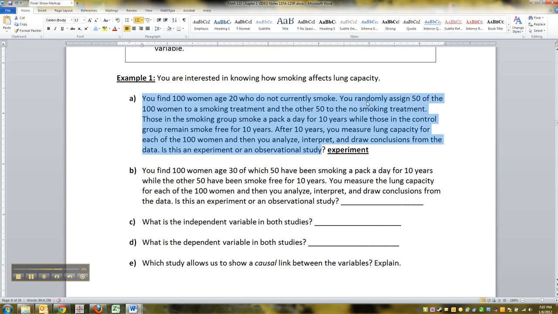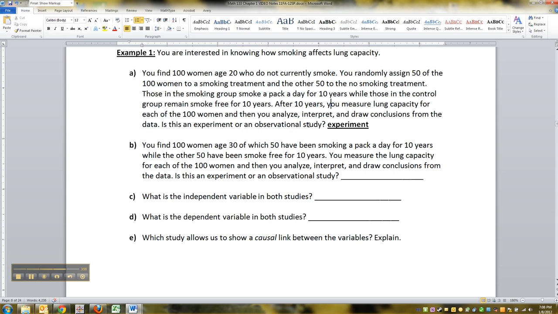The reason is you randomly assigned 50 of the 100 women to a smoking treatment. You randomly picked women and made them smoke for 10 years. And then the other 50 women had a no smoking treatment, so they were not allowed to smoke for 10 years. You randomly picked who got to be what, and then you gathered all the evidence.